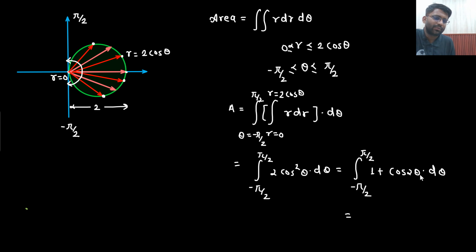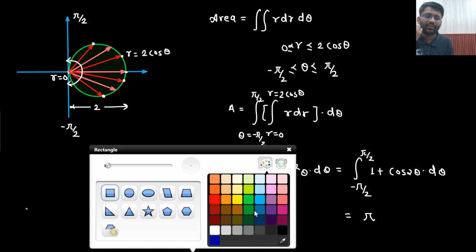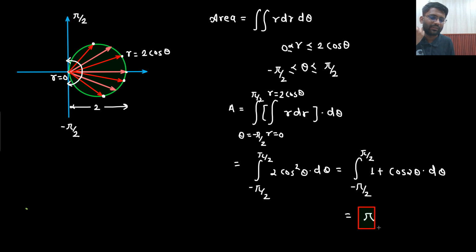So when you solve it, cos 2 theta between minus pi by 2 to pi by 2 will give you the integration of 0 only. Sin 2 theta, when you put the limits minus pi by 2 to pi by 2, will give you the integration of pi. So when you solve this integration, you will get the answer to be pi only. There you go. This is the area, this is the answer. Understandable? So this is how we draw the graph, and this is how we calculate the area.